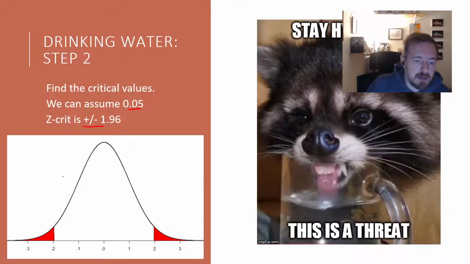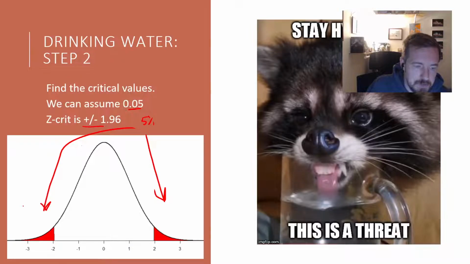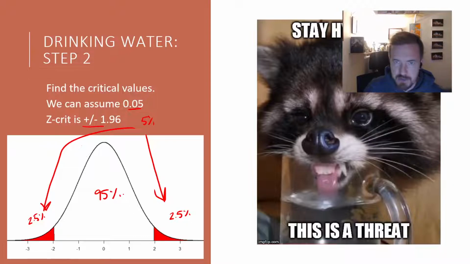So that means that we're going to have 5% occupy here and here, which means that this is 2.5% of the data, and this is also 2.5% of the data. But this middle part is still the same. It's still 95% of the data.